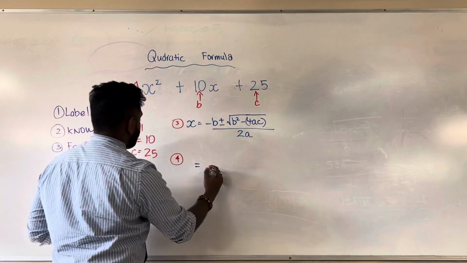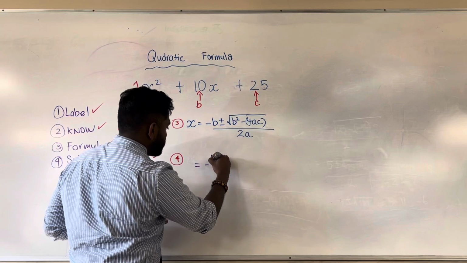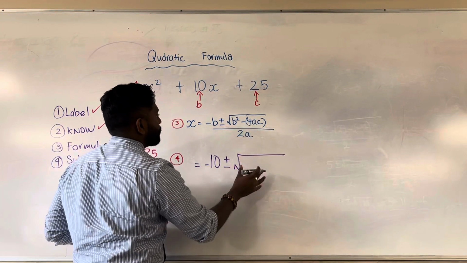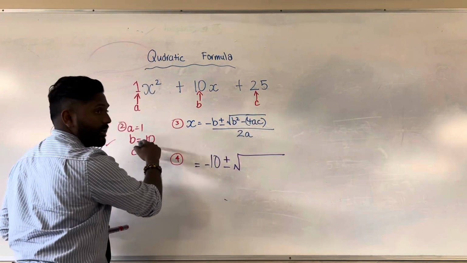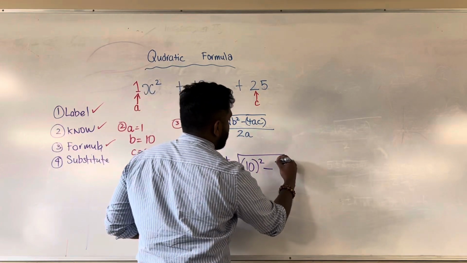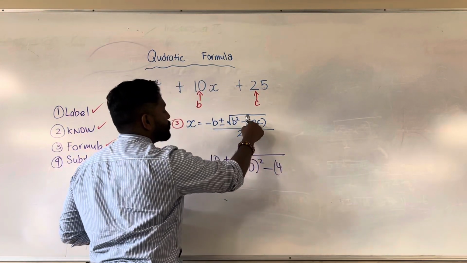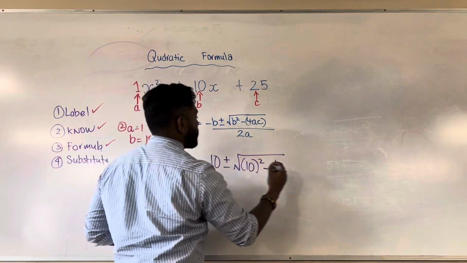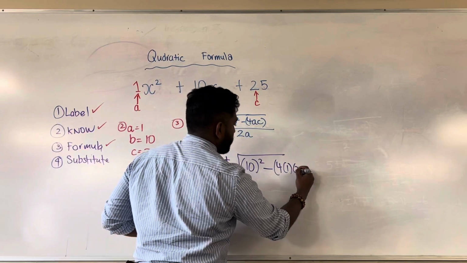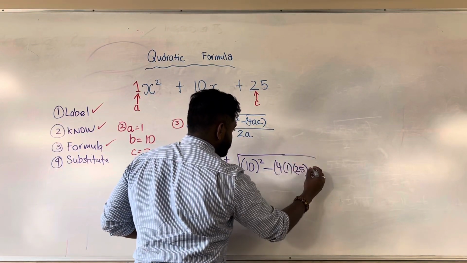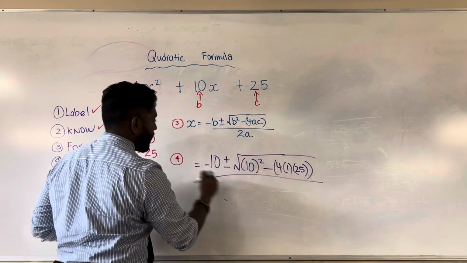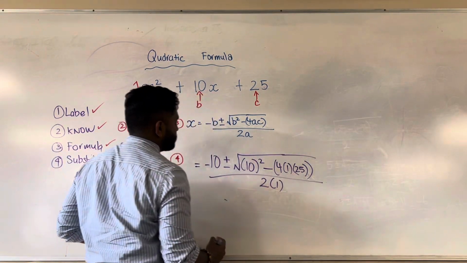So negative b, what's our b? 10. Hence negative 10 plus or minus square root, where did I get that? From the formula. b squared, which is 10 squared, minus, open brackets, 4. What's 4 doing to the a? It's multiplying it. What's our a? 1. What's our c? 25. So working with big numbers here. And then closing that brackets over 2a. What's our a? 1. Cool.